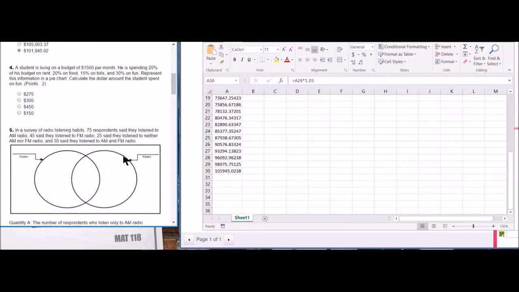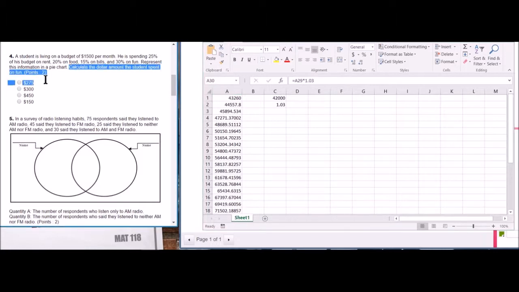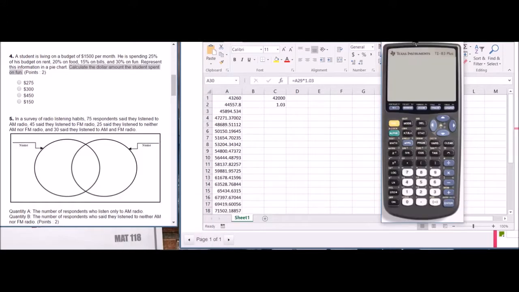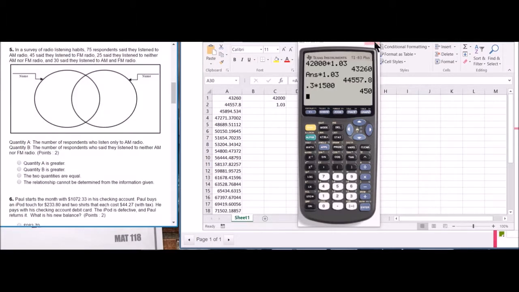All right, let's truck along here. Let's not take too much longer. So next question here, we have another percentage problem. So we have living expenses of $1,500 a month, 25, 20, 15, 30, very similar to before. This time it says calculate the dollar amount the student spent on fun. So let's just do this much quicker. Let's go right to the calculator here. So we're looking at fun. So fun is 30%. Oh, maybe we have a little too much fun. So 0.3 times 1,500, and we have 450 on fun.